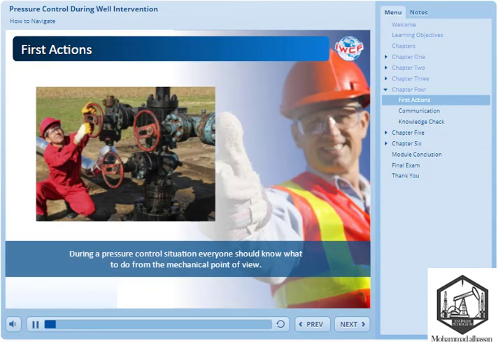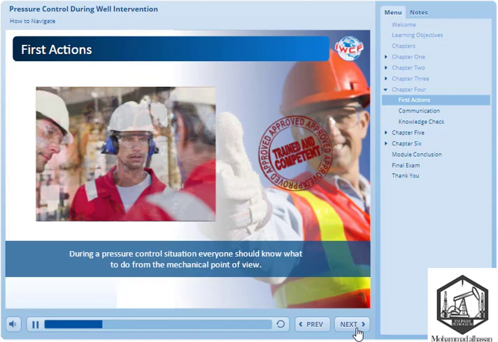During a pressure control situation, everyone should know what to do from the mechanical point of view, as they are trained and competent in their job role. With that being said, in this chapter we'll look at first actions with regards to how the crew members themselves react within the team, rather than the technical procedures that should be carried out.